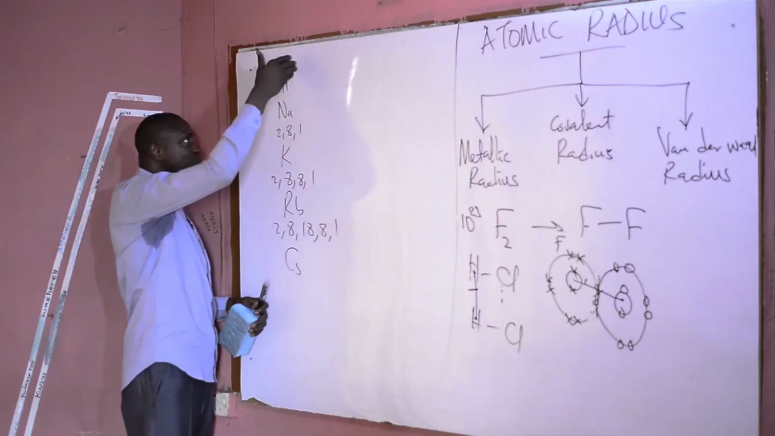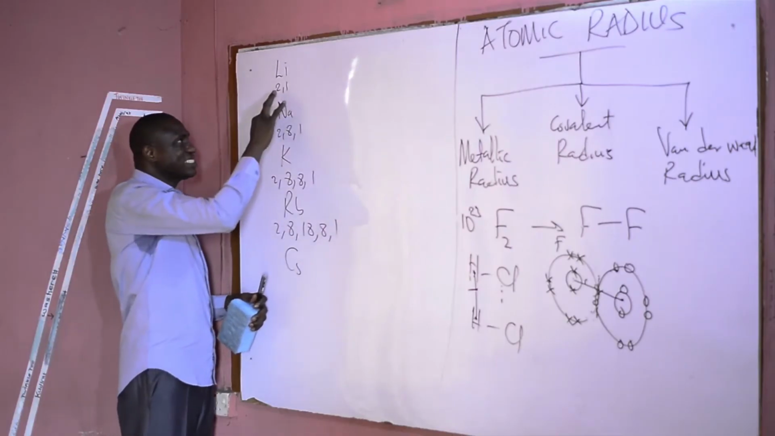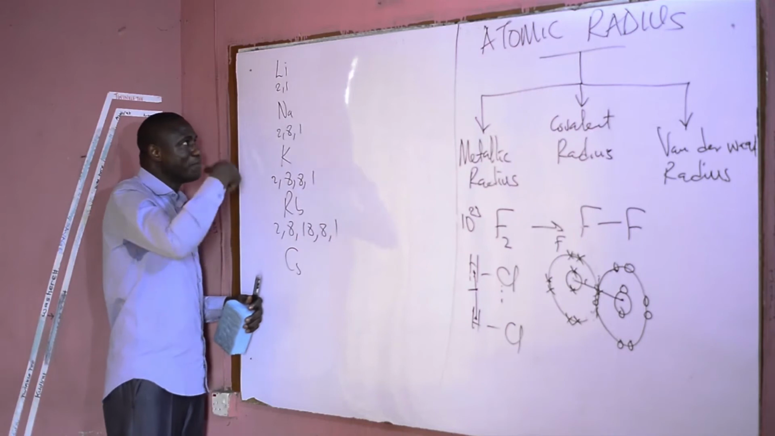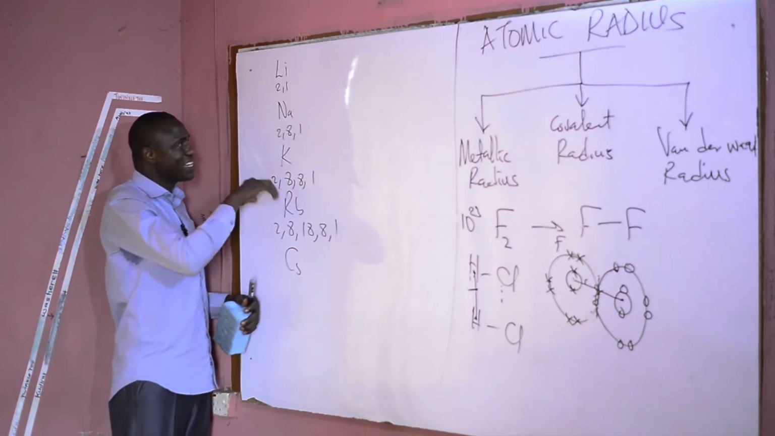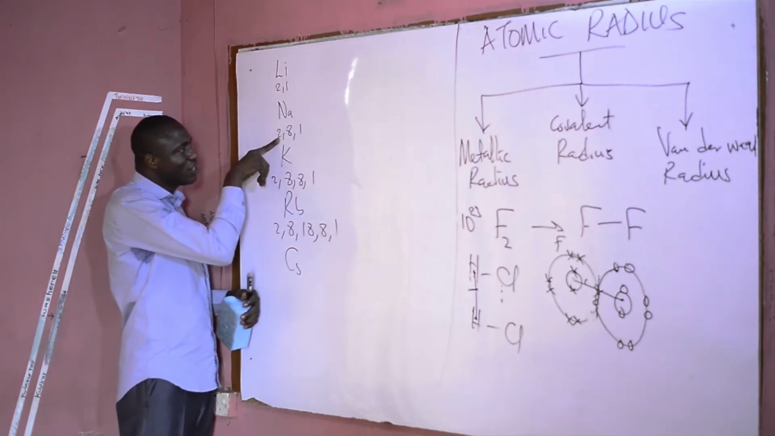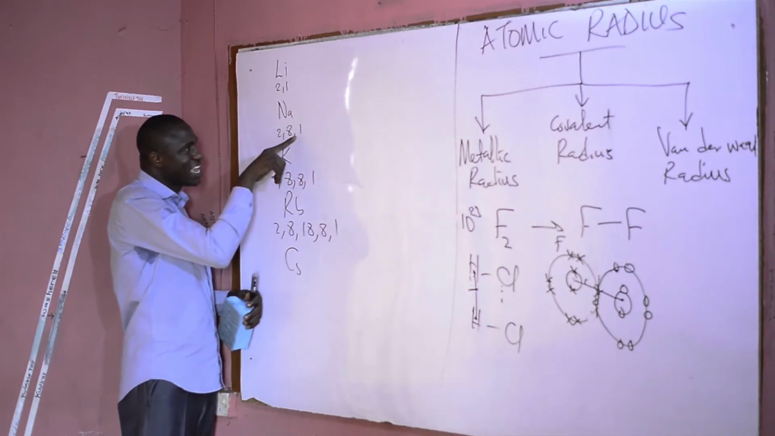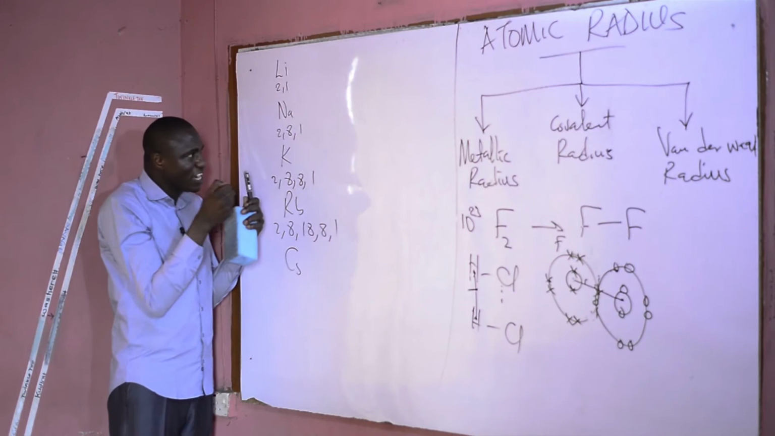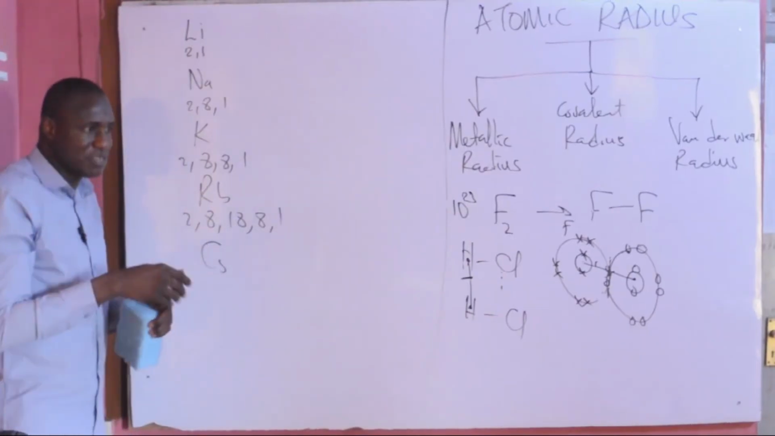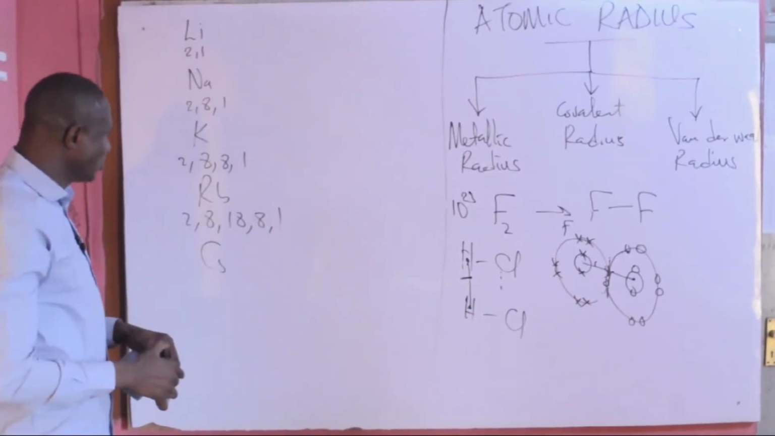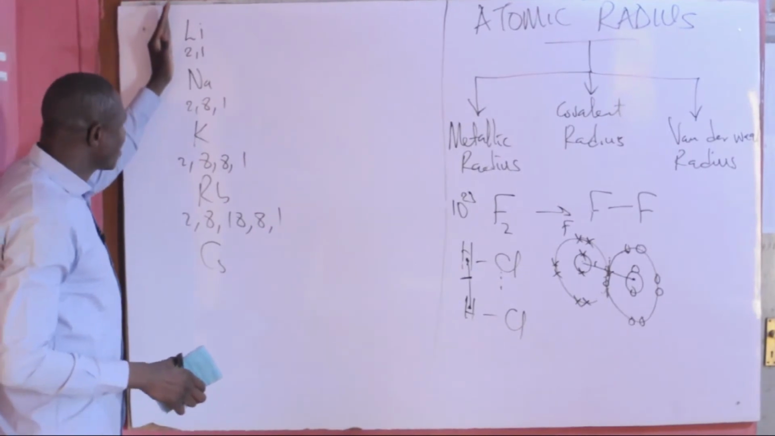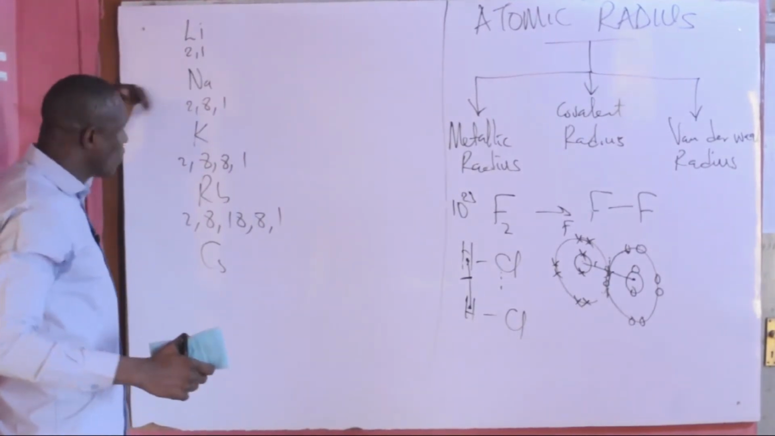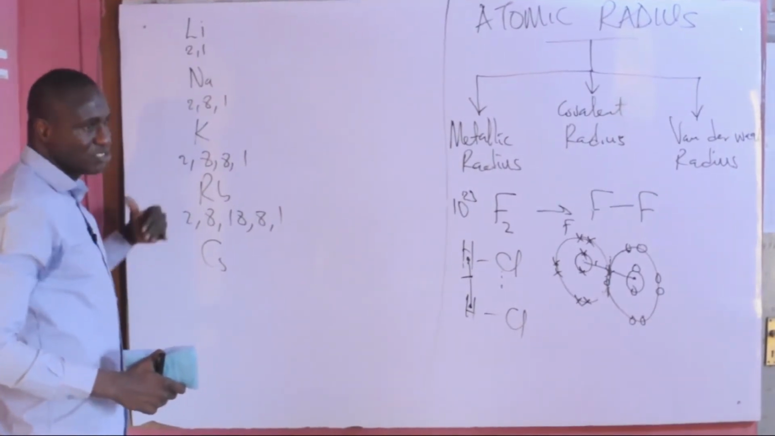So you can see that as you go down the group, more additional shells are being added to the atom, and that increases the distance between the nucleus, which is positively charged, and the valence electrons. As a result of that, the electrostatic force of attraction between them tends to be lower, and due to that, the size of the atoms increases as you go from top to bottom down the group.